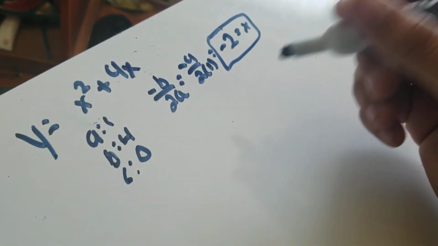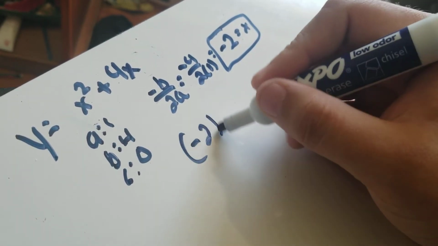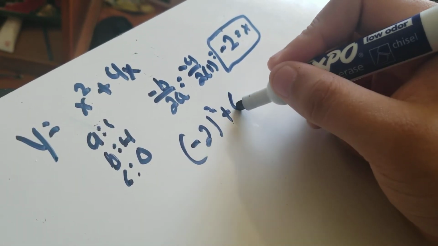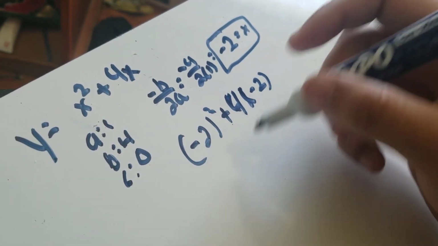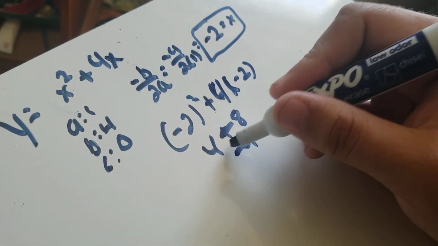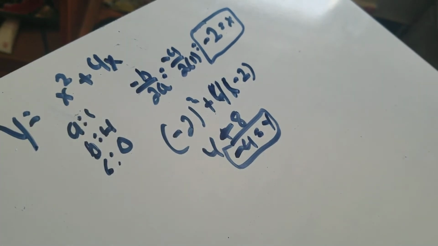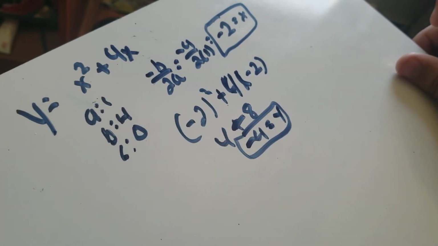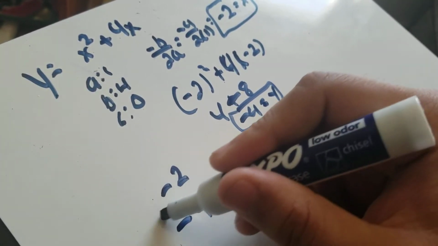I'm going to go a little faster though. So -2 equals x, then we plug it in: -2 squared plus 4 times -2. That's 4 plus or minus 8, so -4 is your y. So you've got -2 equals x, -4 equals y, and the middle of your table is going to be -2, -4.